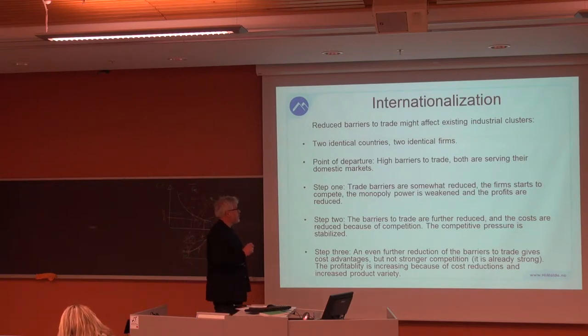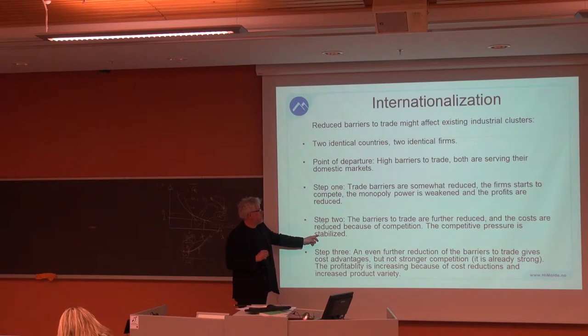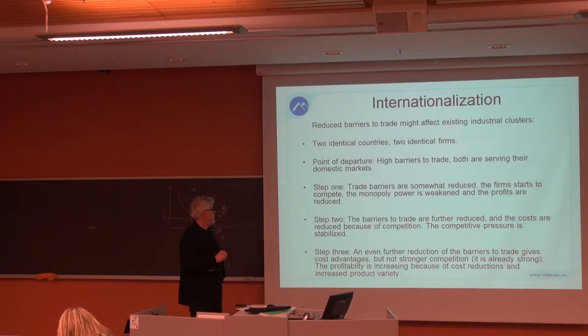Step two, we reduce the barriers to trade even further, and we have a very strong competition. And when you have a strong competition, the competition can hardly be further increased if it is strong already. That is what is meant by the sentence, the competitive pressure is stabilized. It is stabilized on a high level. And if we assume a free trade flow, not much of barriers, you still have a strong competition.